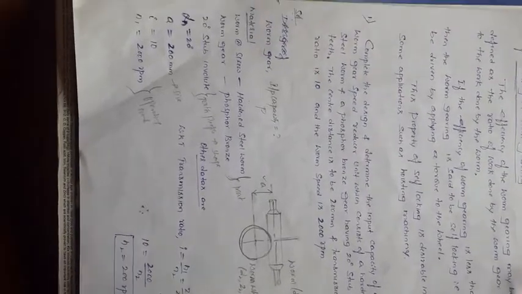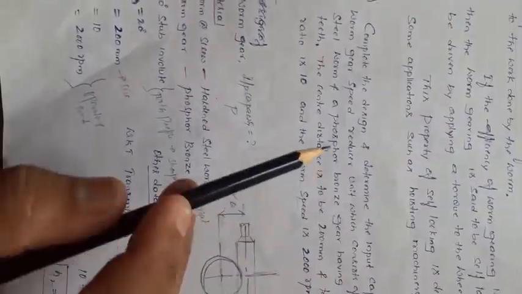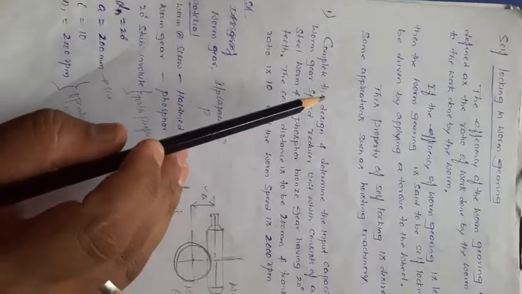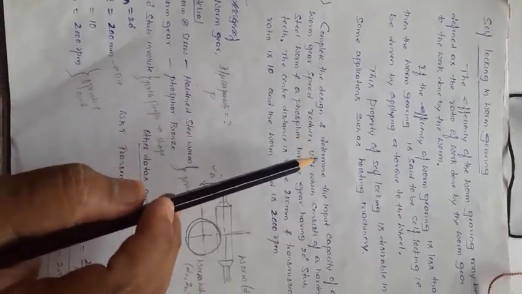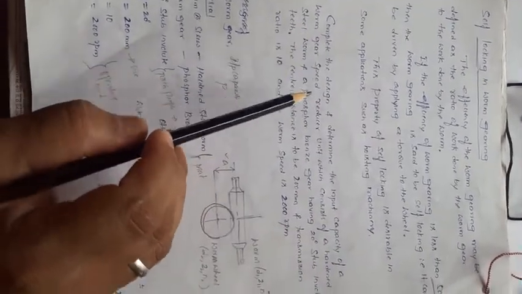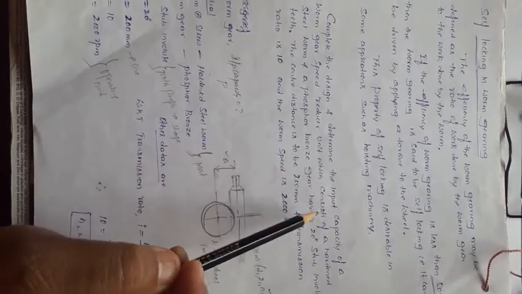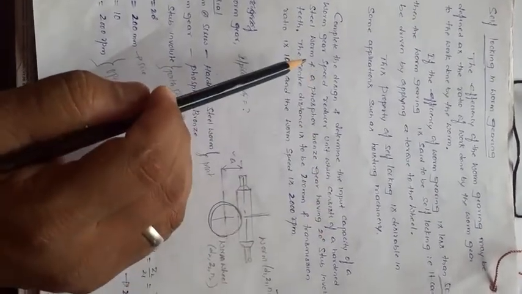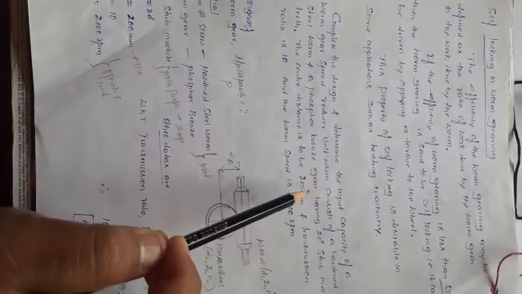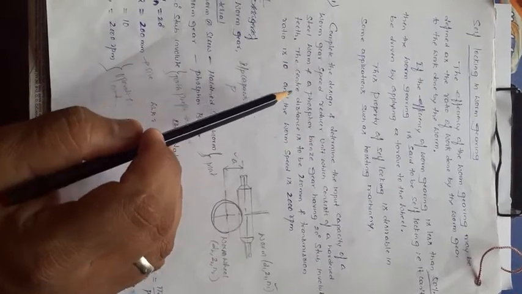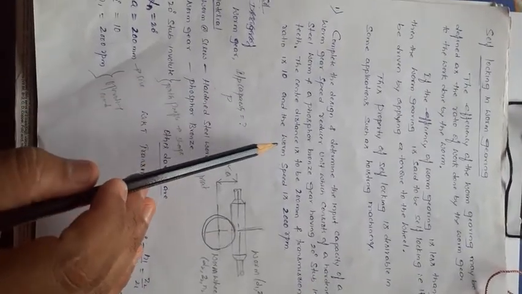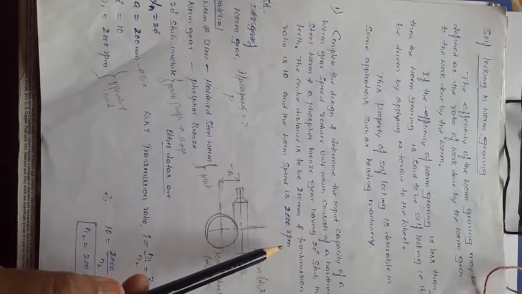Gurudev, our next lecture video is to solve a problem on worm gear. Complete the design and determine the input capacity of a worm gear speed reducer unit, which consists of a hardened steel worm and a phosphor bronze gear having 20-degree stub involute teeth. The center distance is to be 200 mm, the transmission ratio is 10, and the worm speed is 2000 rpm.